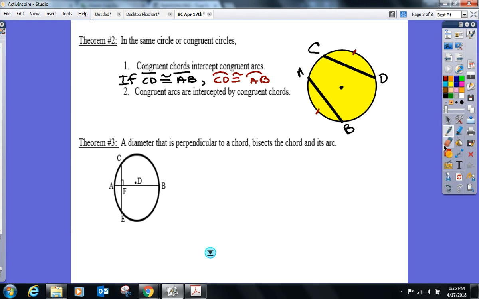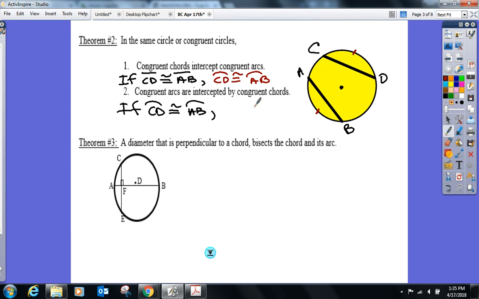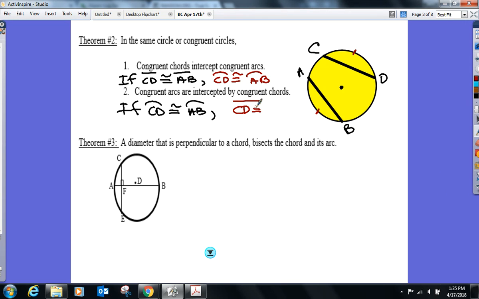And the reverse is true, everyone. Let's say I gave you that the arcs CD and AB were congruent. Yes, you could tell me the chords are congruent. Questions? Yes, Mike. Since we're doing all of these, I'm assuming we have to do proofs. That is coming up tomorrow, yes. These will all be going in your reasons column, correct.